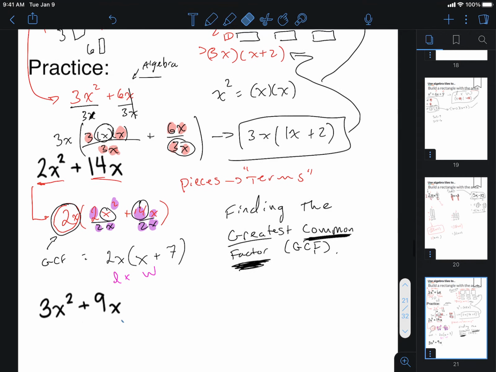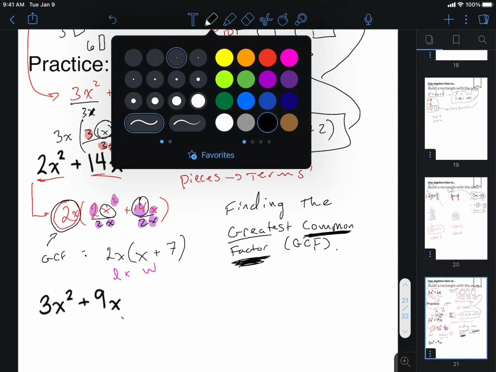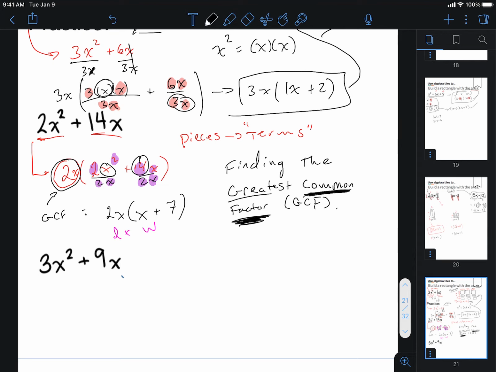So as we go through here, I just want you guys to start moving towards the algebra if you can. Okay. So right off the top, I'm going to identify the greatest common factor. What's the thing I can divide both of these by? Well, let's look at them. I think 3 goes into 9, right? So it looks like I can divide both of these by 3 at least. And again, I see an x in both of them as well, so I can divide by 3x. So my greatest common factor is 3x.